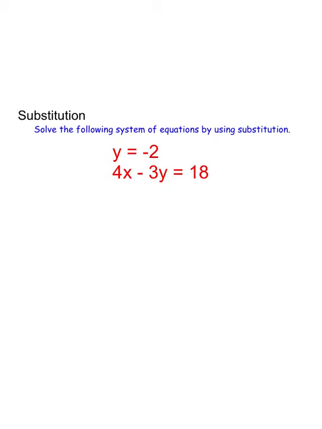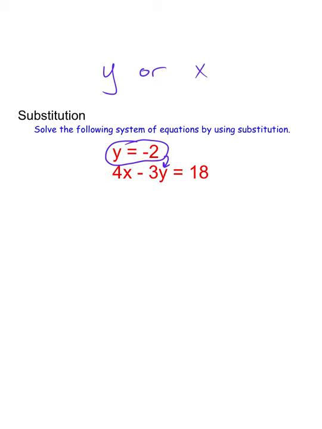Solve the system of equations using substitution. What substitution really means is you are going to have one or the other of your equations solved for y or solved for x. It doesn't really matter which one is solved in terms of the variable being isolated on one side of the equal sign. Either one would work. Once you have one of them solved, like we do right here, this is already y equals negative 2, you substitute that negative 2 in for y in the other equation.